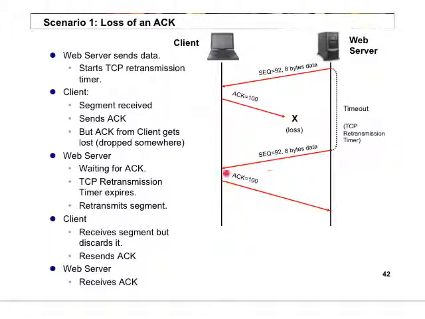What will happen here? The receiver will receive the segment, but the segment was already received. So the receiver in that case, or the client in that case, will ignore the second one. How does it know that this is a duplicate? From the sequence number. So that's easy, right?